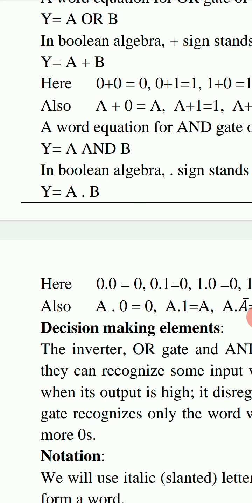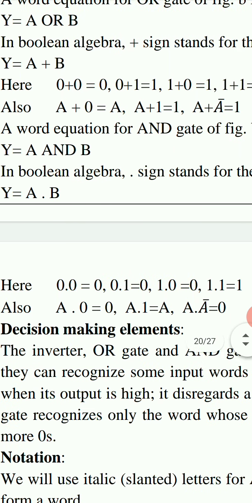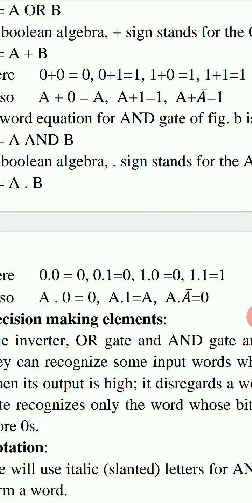A OR B. In Boolean algebra, for OR operation, plus sign is used. So in Boolean algebra, we write output of OR gate as Y equal to A plus B. Y equal to A plus B means Y equal to A OR B. It represents OR operation. Here 0 plus 0 equal to 0, 0 plus 1 equal to 1, 1 plus 0 equal to 1, and 1 plus 1 equal to 1.